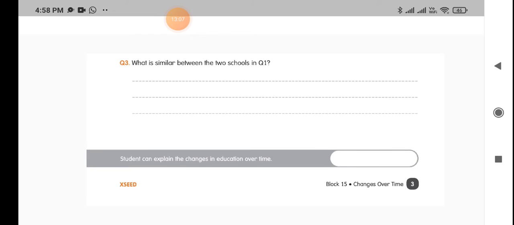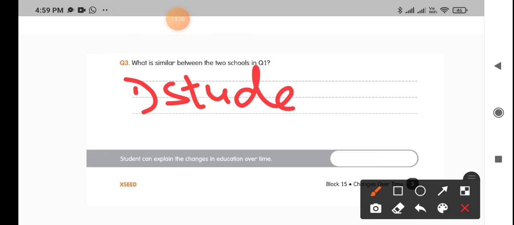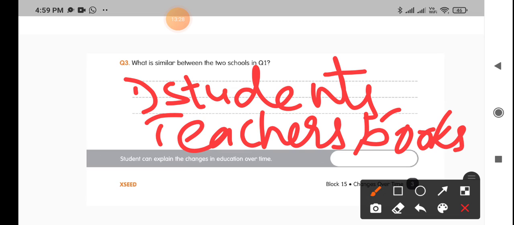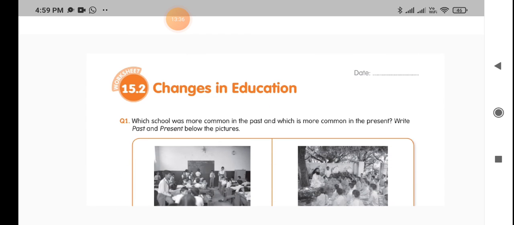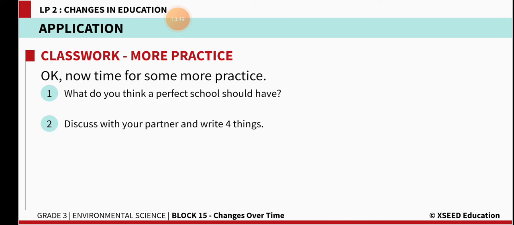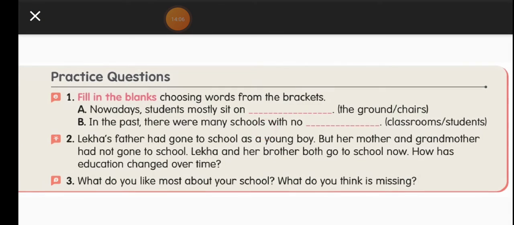What is similar between the two schools in question 1? Even though it is a past or present school, in both, teachers are needed, students are needed, and books. These are the common things, even if it is a past or present school. So, understood, children? And after completing this, you just read the lesson clearly from content book 15.2. You read and then try to answer the practice questions which are given in the textbook. Before writing the practice questions, you clearly read the lesson from page number 4. After reading from page number 4, then you answer the practice questions given in the textbook page 4.